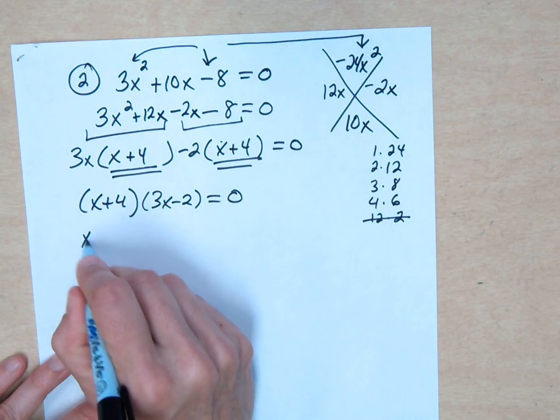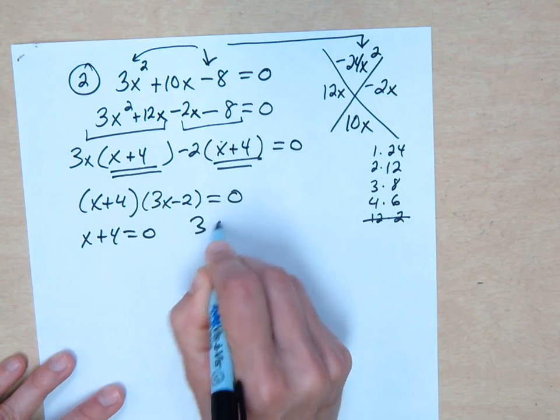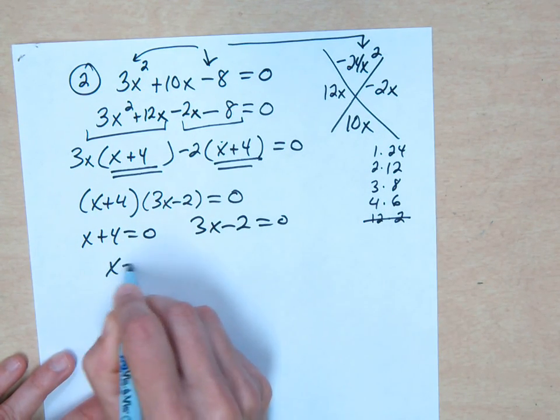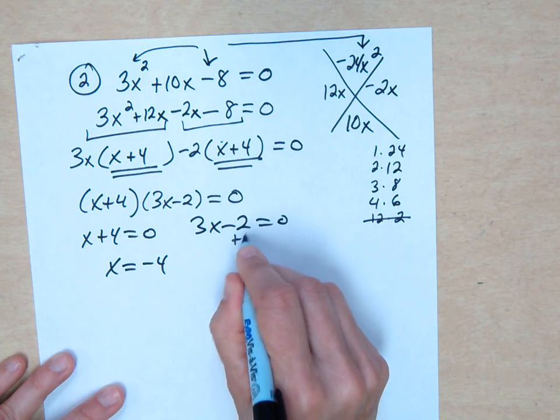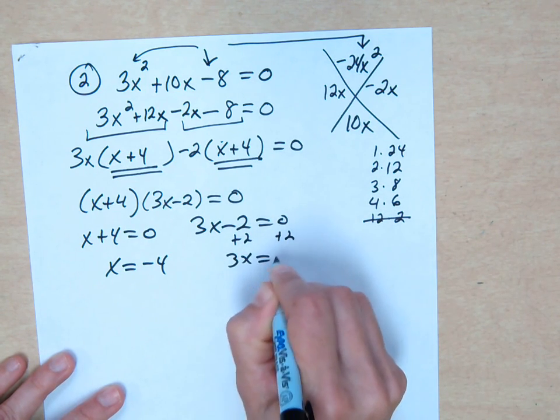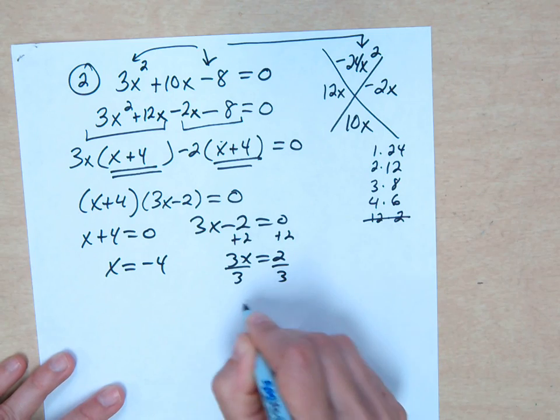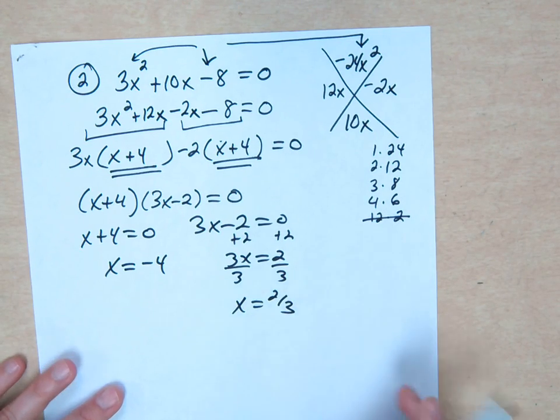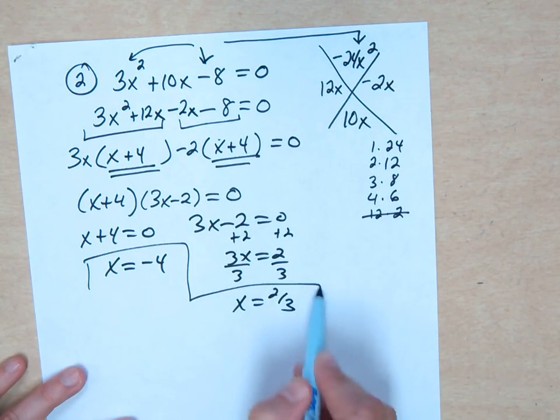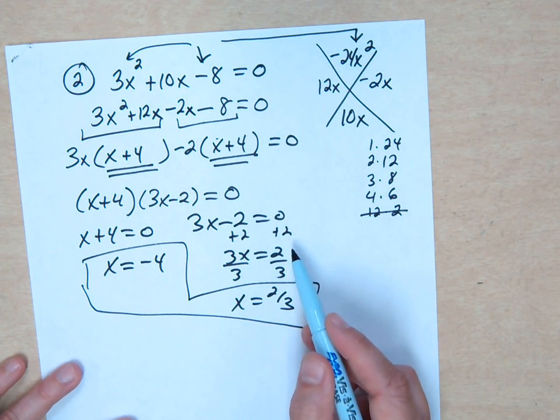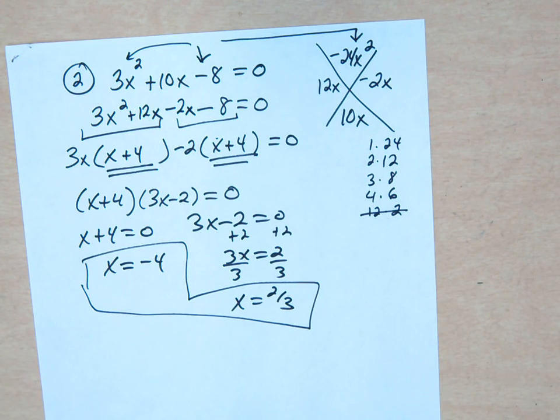And so I use the zero product property. Set each one equal to 0. So x is -4, and then you actually have to do some more steps to solve that one, x equals 2/3. Just set each term equal to 0 and solve.